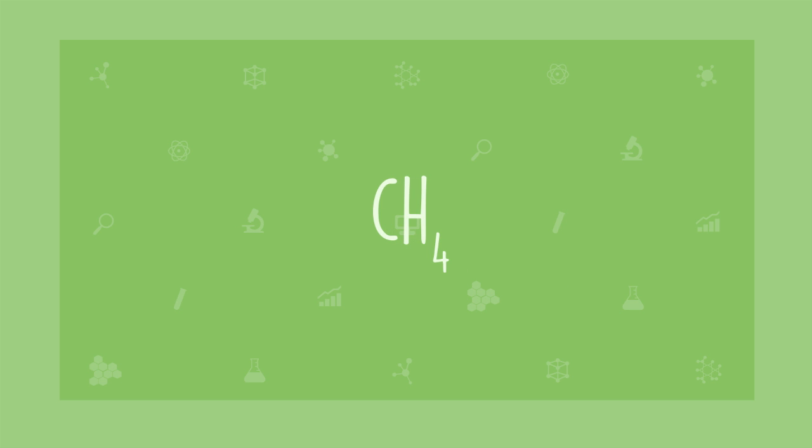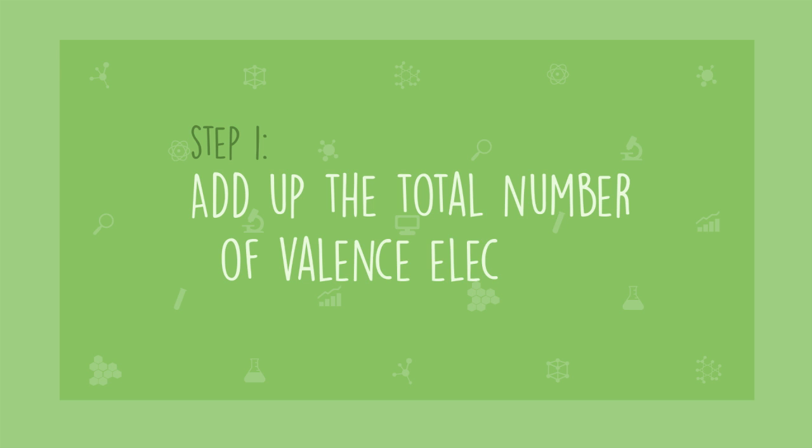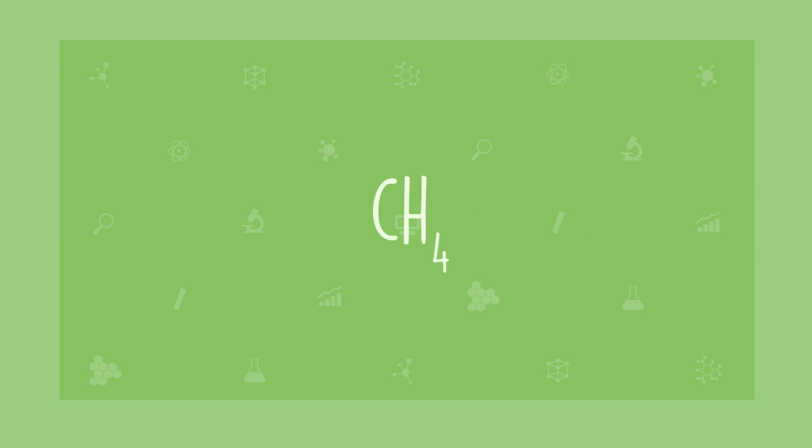Let's try another example, the stinky gas methane, which is CH4. Step 1 is to add up the total number of valence electrons. Methane has 1 carbon atom, and because carbon's in group 4 of the periodic table, it has 4 valence electrons. And methane also has 4 hydrogen atoms. Hydrogen's in group 1 of the periodic table, so there's 1 valence electron in each atom. And 1 lot of 4 plus 4 lots of 1 equals 8. So there are 8 valence electrons in a methane molecule.